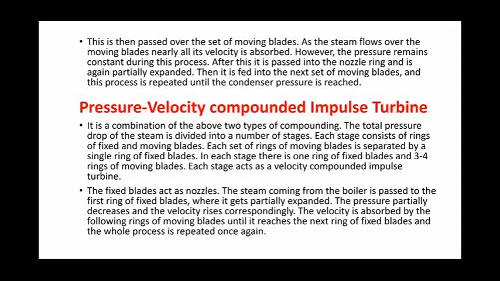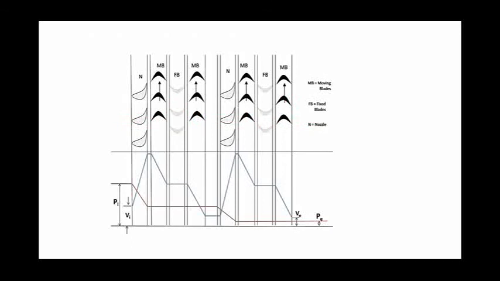The fixed blade acts as a nozzle, and the steam coming from the boiler passes to the first ring of the fixed blade where it gets partially expanded. The pressure partially decreases and the velocity rises correspondingly. The velocity is absorbed by the following rings of the moving blade until it reaches the next ring of fixed blade, and the whole process is repeated once again.